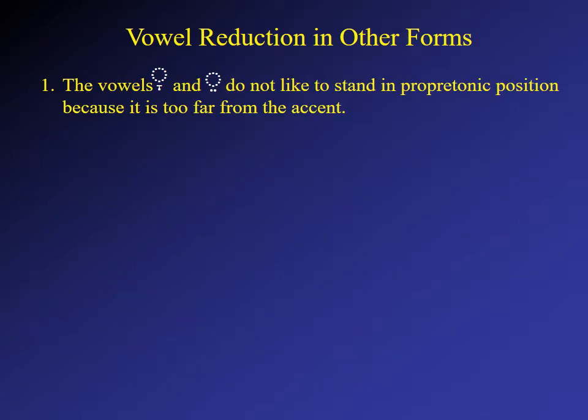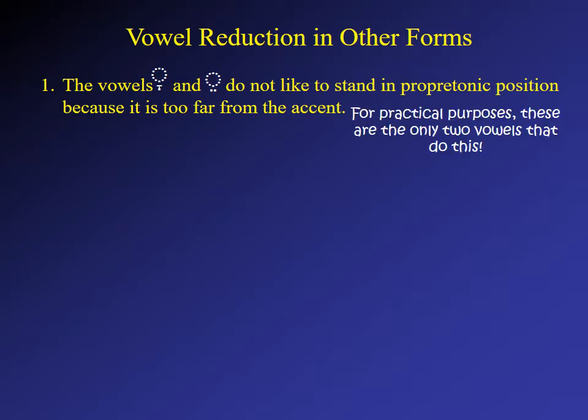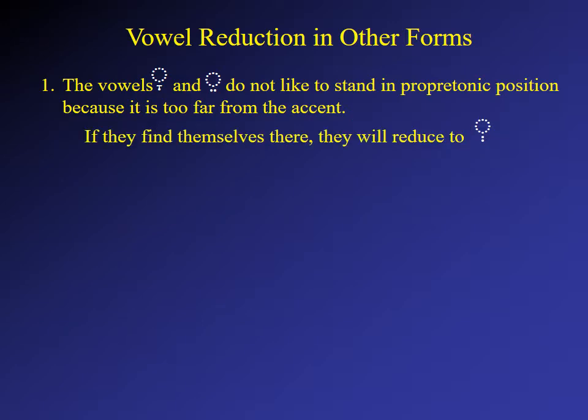The vowels kametz and tsere do not like to be propretonic. They do not like to be in the syllable that is before the syllable that is before the accent. They're too far away from the accent, and they don't like to stand there. So if they find themselves there, they reduce to schwa.